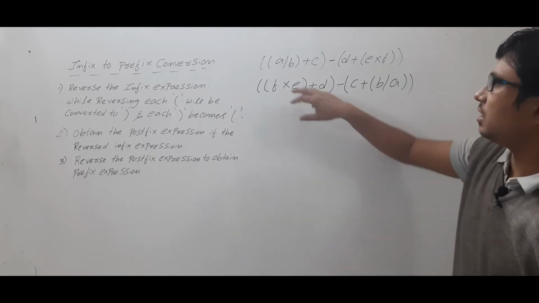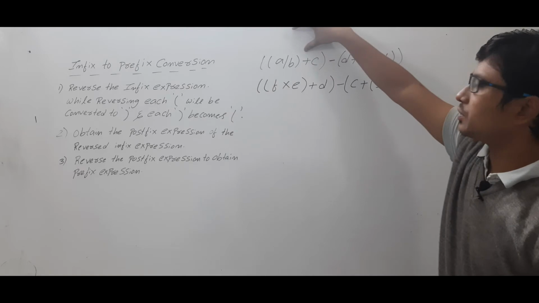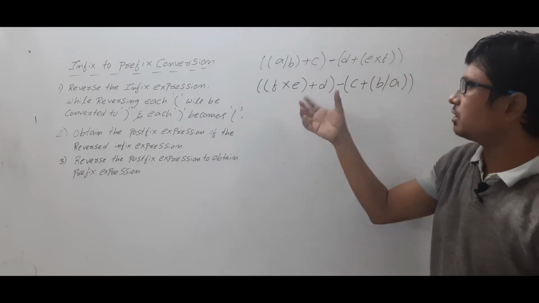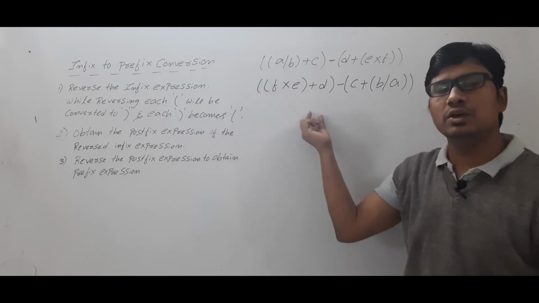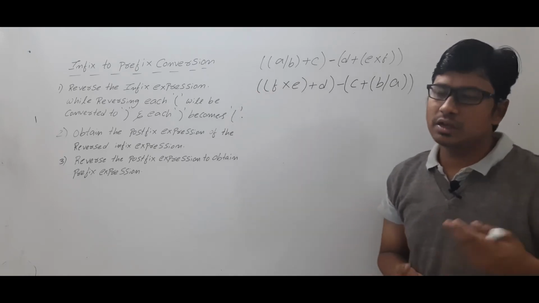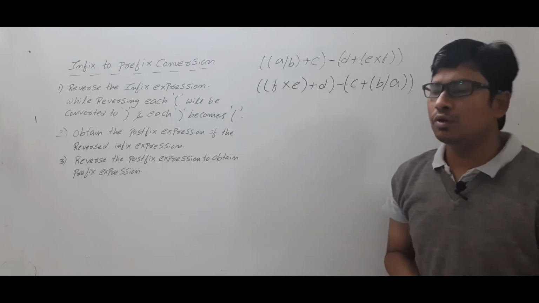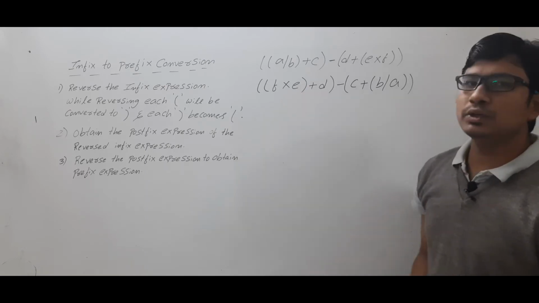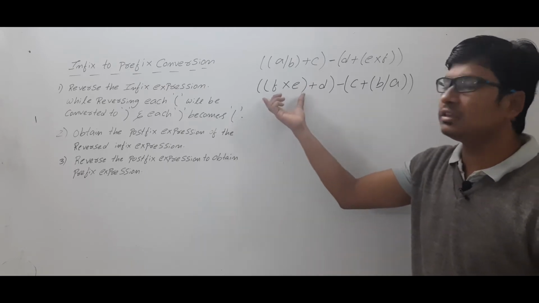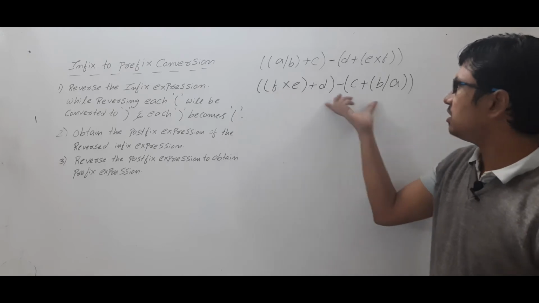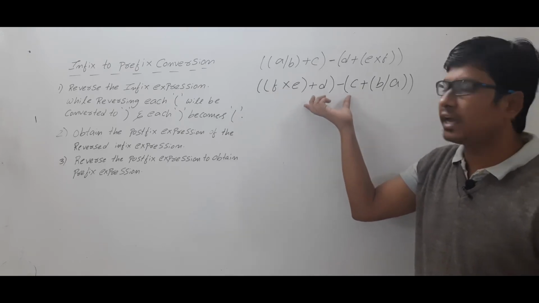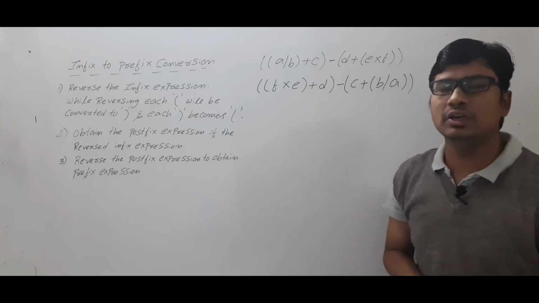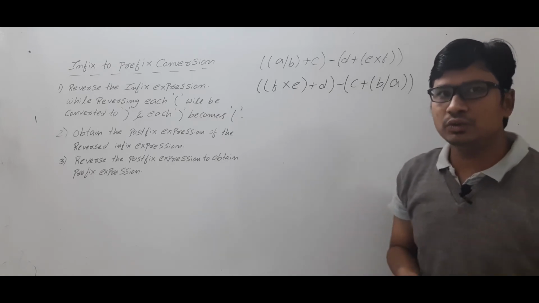So this is step 1. Whatever the infix expression is, we just reversed it. Where there is an open parenthesis, we convert it into a closed parenthesis. Closed parenthesis, we convert into an open parenthesis. Now what do I need to do? I need to obtain the postfix expression for this expression. We already know how to convert the expression to postfix expression using the stack. So we will use the same process.